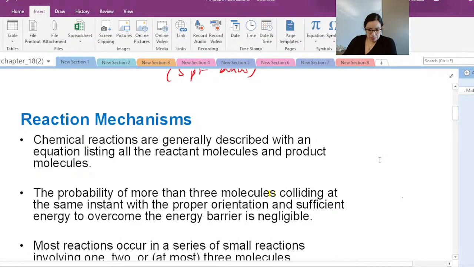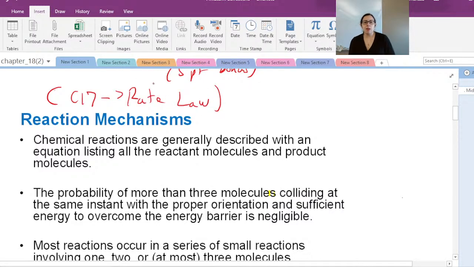All right, so now we're going to start going into chapter 18. And so the key with chapter 18 is that we still need chapter 17. Obviously that was our rate laws, our fundamentals. And then we're just going to be building upon this rate law. And then, based upon our rate laws, again, we have to determine this experimentally.